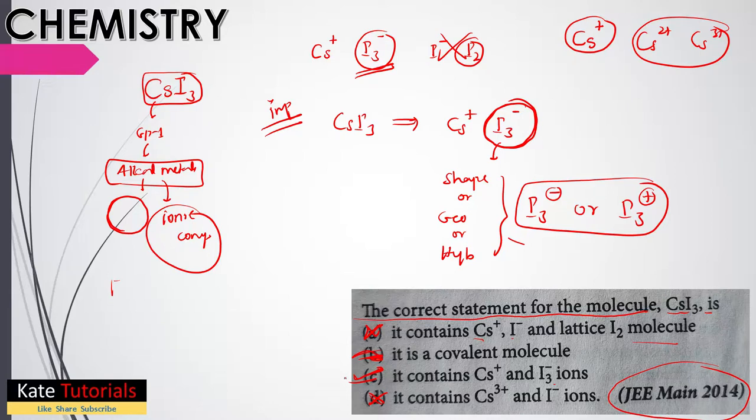So for this question the correct option is C. I request you to look into the I3- structure, the I3+ structure, its shape, geometry and hybridization. If you don't get it, please comment below, and I will talk about it.